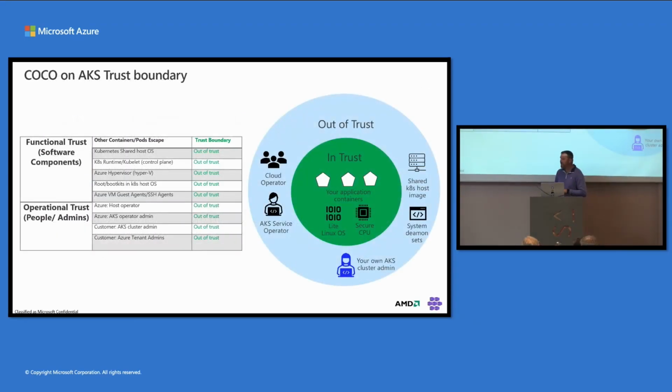And so what does that essentially do? It changes the conversation. So now if you look at the trust boundary, essentially the Kubernetes shared host OS is out of the trust boundary. The Kubernetes runtime kubelet is out of the trust boundary. The hypervisor, out of the trust boundary. The root bootkits in the host OS, out of the trust boundary. Guest VM agents, host operator, AKS cluster admin, Azure tenant admins, all out of the trust boundary.